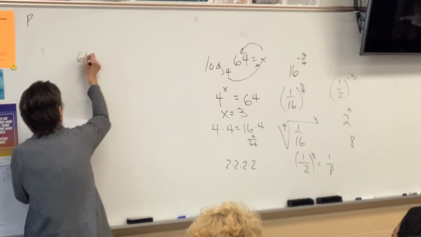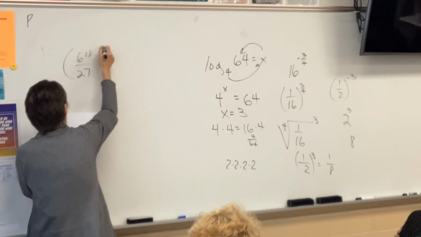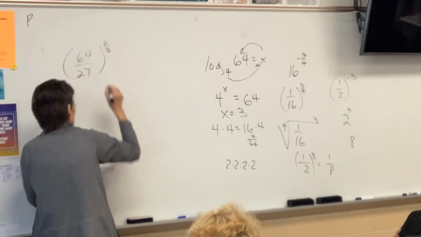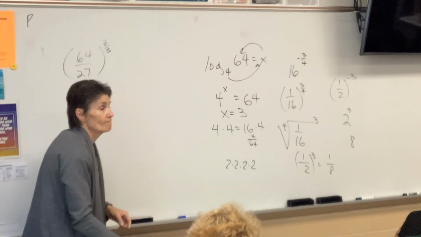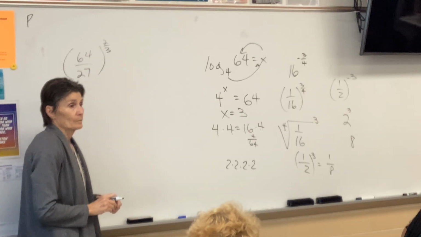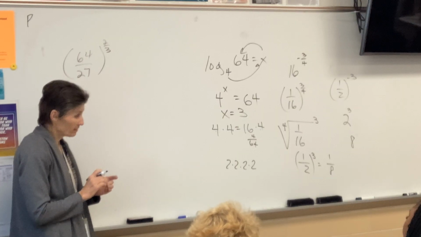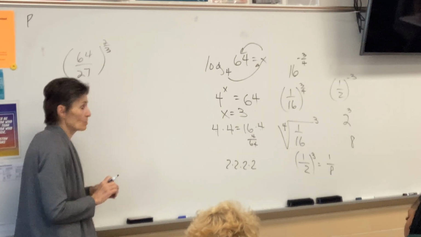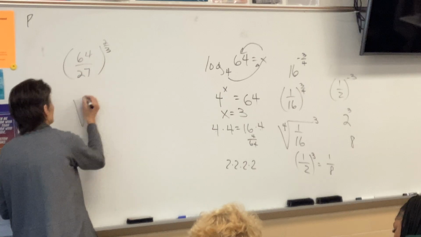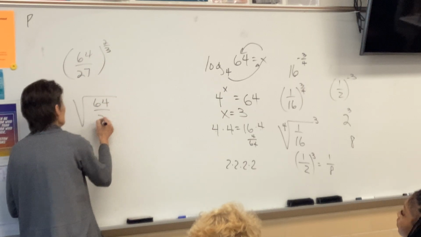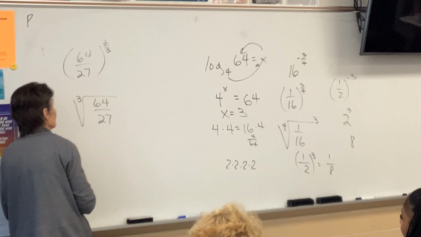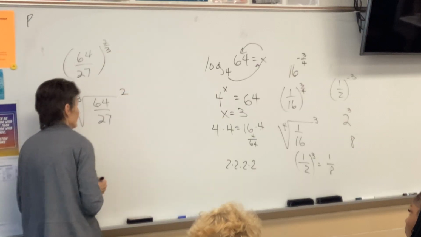All right, 64/27 to the 2/3. Don't flip. Why not? Not negative. So I go straight to the radical. It's a cube root squared.